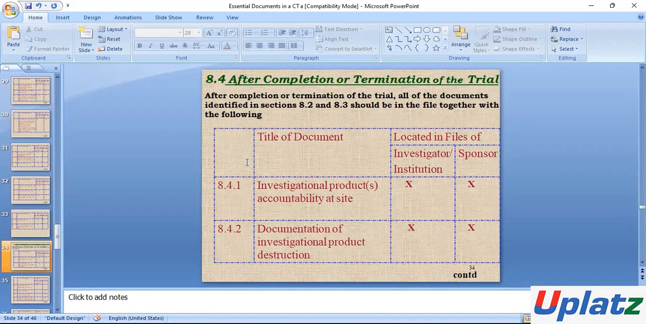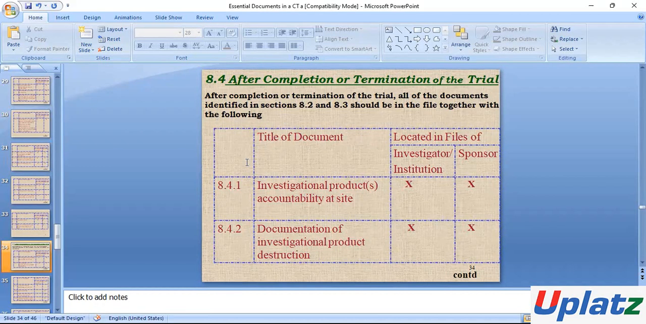So once the trial is completed or terminated, there will be accountability of investigational product because we don't want to give any extra medicines to anyone, and the medication should be used only for trial purpose. Okay, so that's the reason this accountability is important. Then the documentation of investigational product destruction. So once the trial is completed, this investigational product has to be destructed.